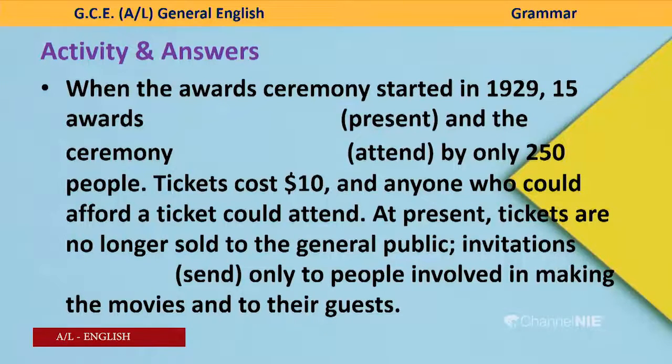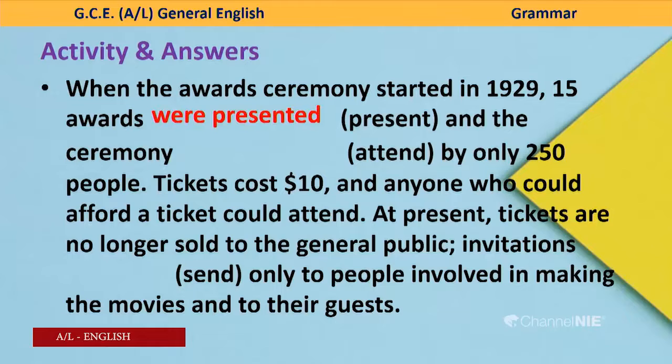How about this one? When the awards ceremony started in 1929, 15 awards blank and they were presented, and the ceremony blank attend by only 250 people. Tickets cost $10 and anyone who could afford a ticket could attend. At present, tickets are no longer sold to the general public. Invitations blank, you have the verb send, only to people involved in making the movies and to their guests.